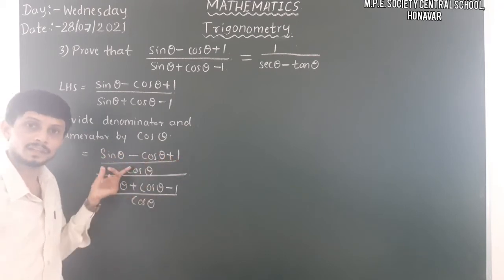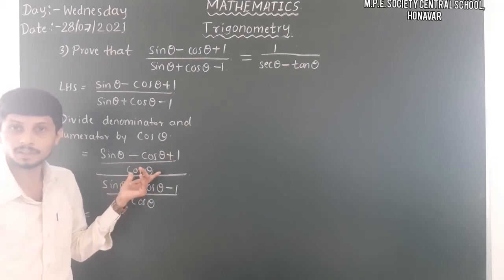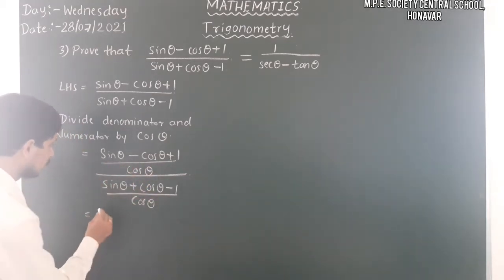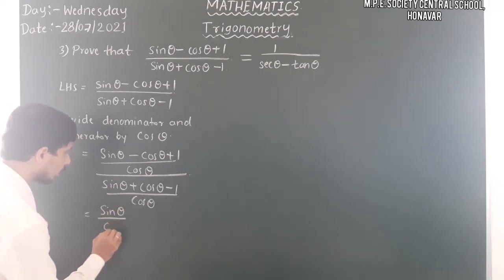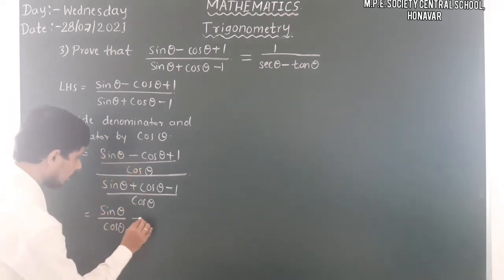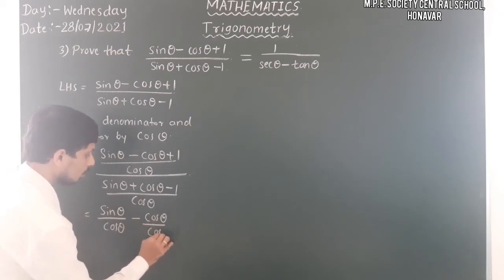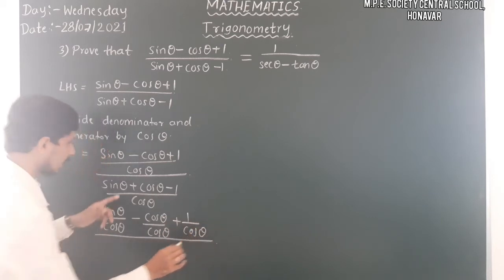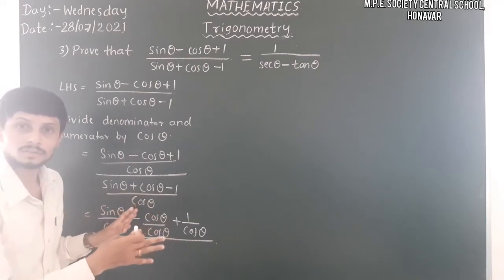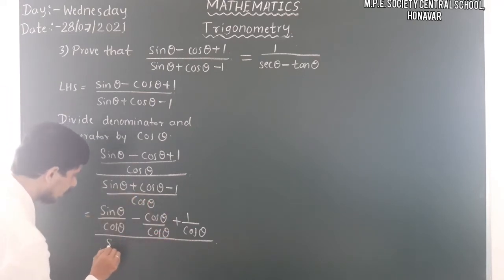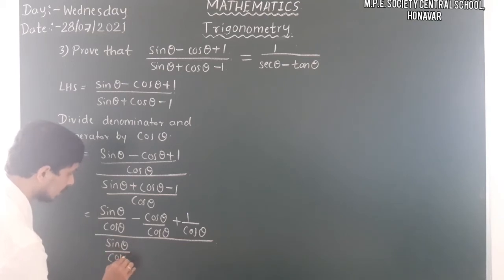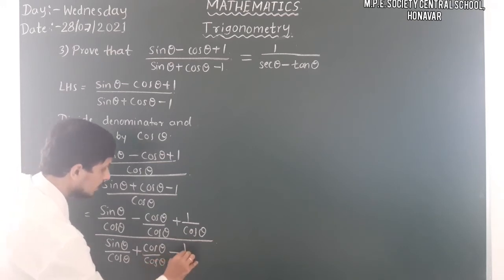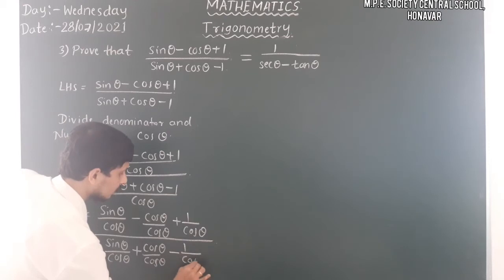Then, as we have cos theta in the denominator, we can distribute it equally to all these terms, that is, individually we can divide. So sin theta divided by cos theta, minus cos theta by cos theta, plus 1 by cos theta, and likewise in the denominator as well, we distribute: sin theta divided by cos theta plus cos theta divided by cos theta minus 1 by cos theta.